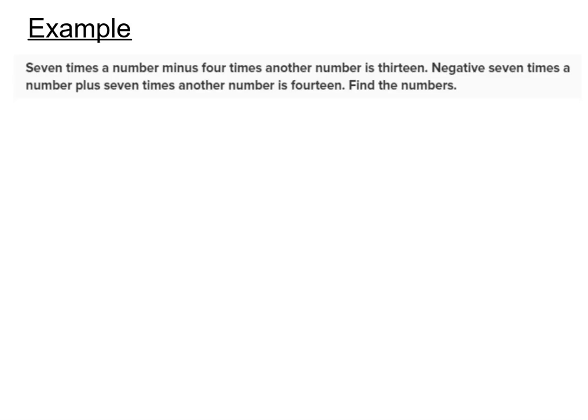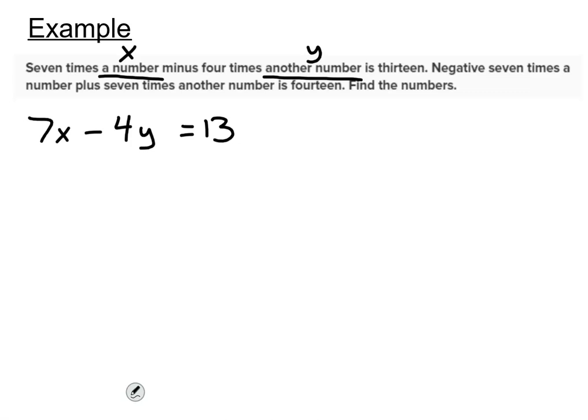This example just writes out exactly what it's saying, and we have to translate it into a mathematical sentence first, and then solve to find out what numbers they're talking about. The first sentence says 7 times a number minus 4 times another number. We have to come up with variables, and we're just going to stick with x and y. When they say a number, we're talking about x. Another number, they talk about y. So 7 times a number minus 4 times another number is 13. The next sentence: negative 7 times a number plus 7 times another number is 14.